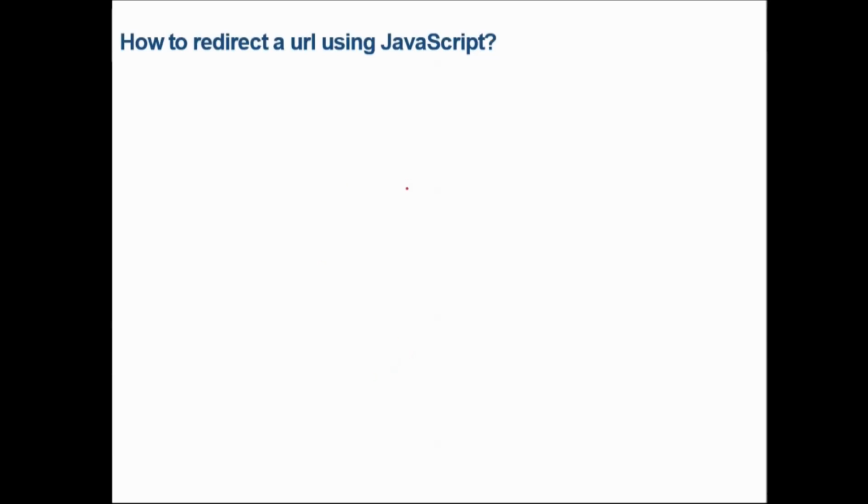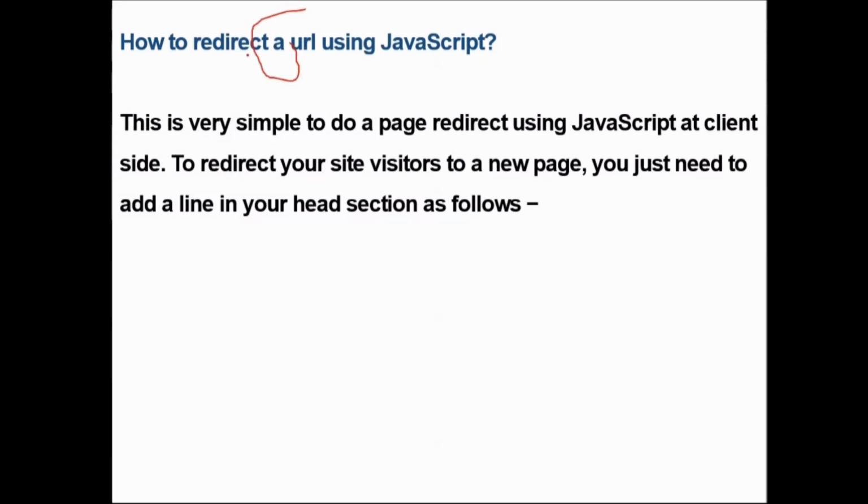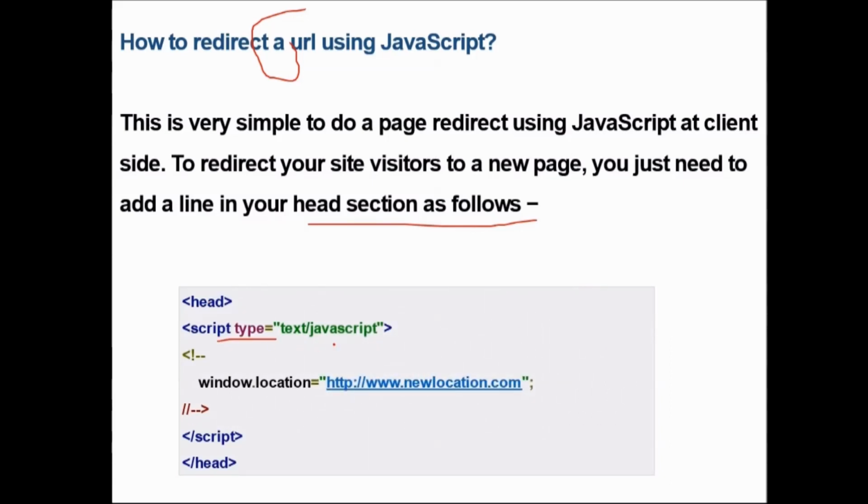Now you may be asked how to redirect a URL using JavaScript. URL is a Universal Resource Locator. It is very simple to do a page redirect using JavaScript at the client side. To redirect your site visitor to a new page, you just need to add a line in your head section as follows. Head, script type is text/javascript. This shows that your script is JavaScript, and you just have to write window.location is equal to http, and whatever location is there. Okay, window.location is this location.